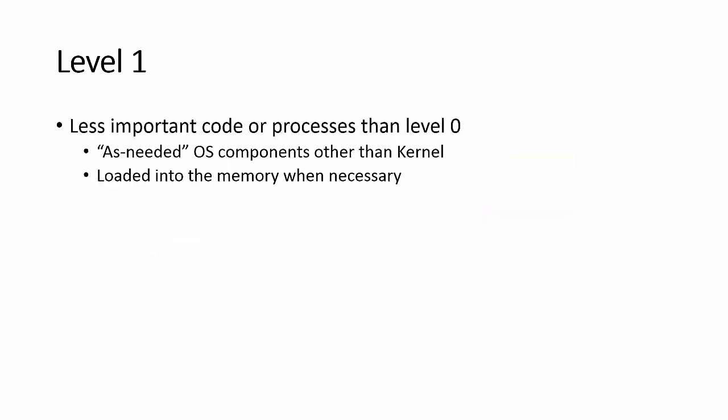Level 1 of the protection rings has much less important code or processes than level 0, which is why it's outside level 0. This type of code is loaded as needed when the operating system needs to use the code. And whatever is part of this level 1 is something other than the kernel, which is the core of the operating system. Like I said, that part of the operating system is only loaded whenever it is necessary.